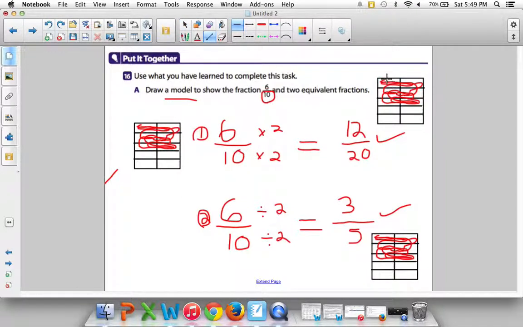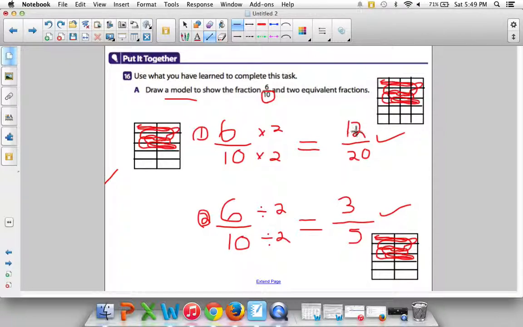I'm going to draw two lines. One down this way. It's not even. One more second. I almost got it. There you go. One down this way and one down this way. Okay, sorry about that. There. Now I've made 20 pieces. Go ahead and count the squares. 1, 2, 3, 4, all the way down. You'll get 20. The only question is, how much is shaded?